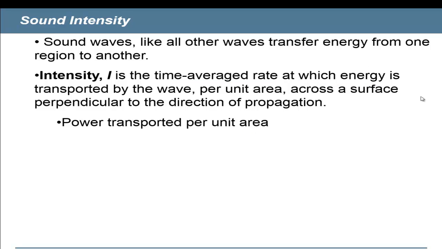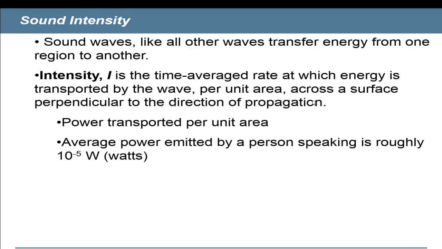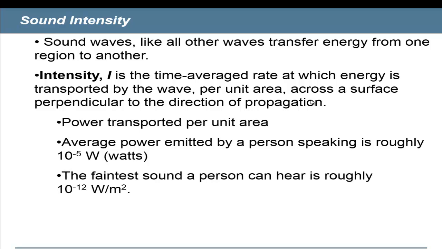And so the average power emitted by a person speaking in a regular conversation, just to give you a little frame of reference, is roughly 10 to the negative fifth watts. The smallest sound a person can hear is roughly 10 to the negative 12th watts per square meter. This is just laboratory testing to get that, and we use this when we're defining our intensity.